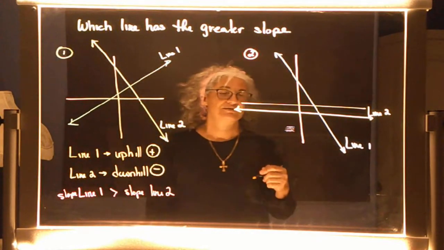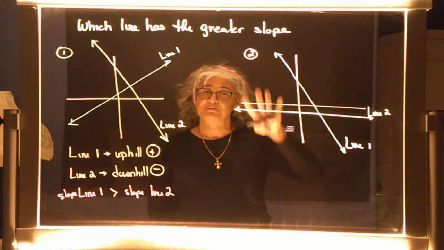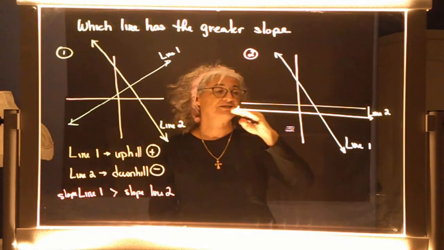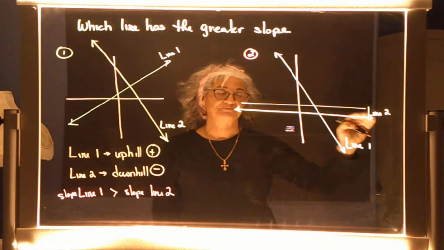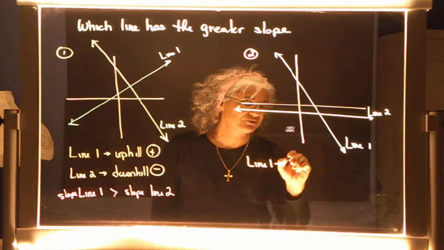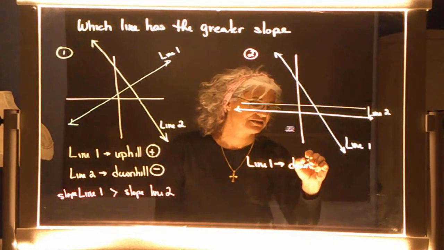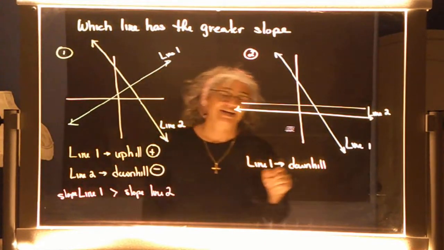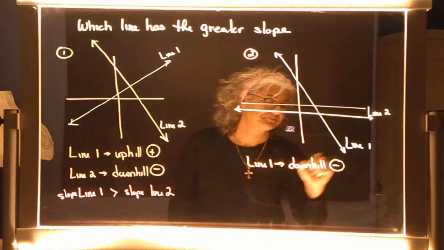Got it? Okay. Let's look at problem number 2. Line 1 has this downhill. Line 2 is this horizontal. So, line 1, that's going downhill, isn't it? So a downhill line has what kind of slope? Yeah, it has a negative slope.